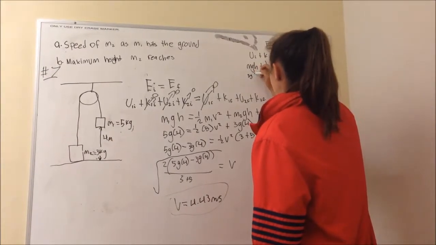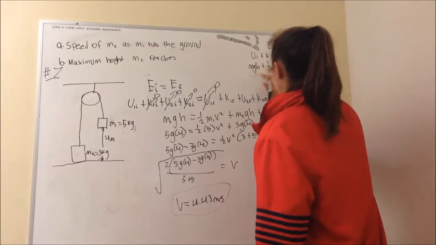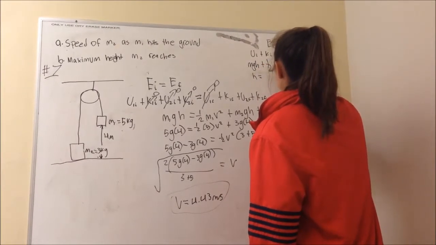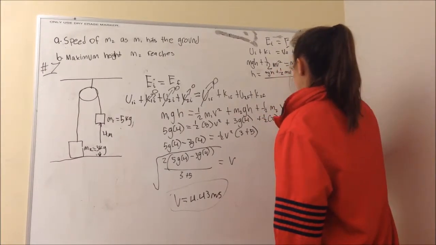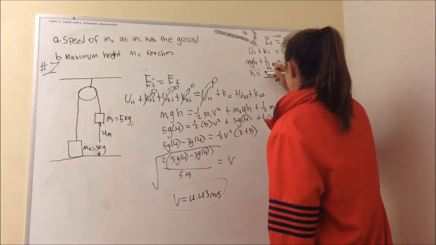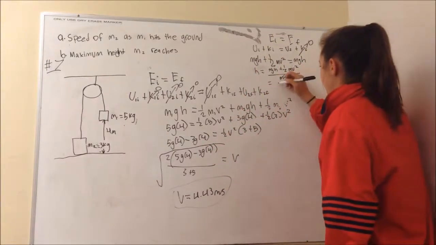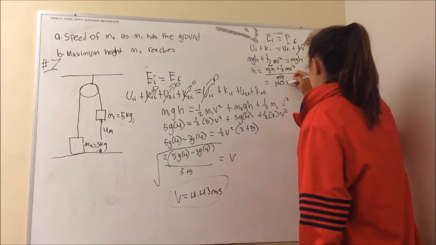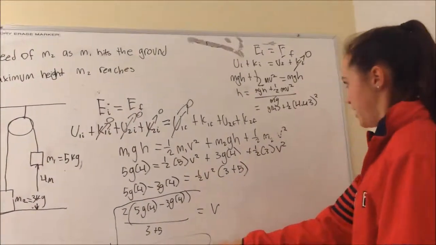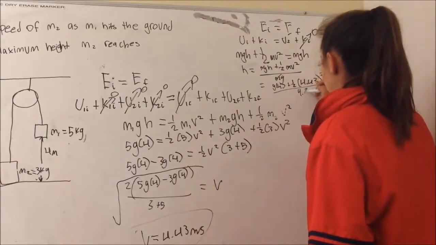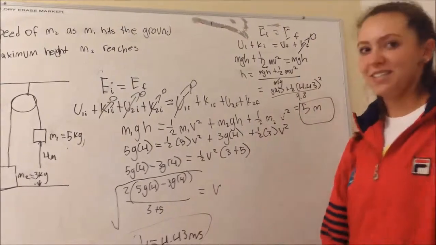So this is 3g times 4, or actually, let's get the h on its own. So that would be h equals (m g h plus 1/2 m v squared) over m g. Cross out the m's. Equals g times 4 plus 1/2 times 4.43 squared, all over 9.8, and then the answer is 5 meters. And that's number 7.